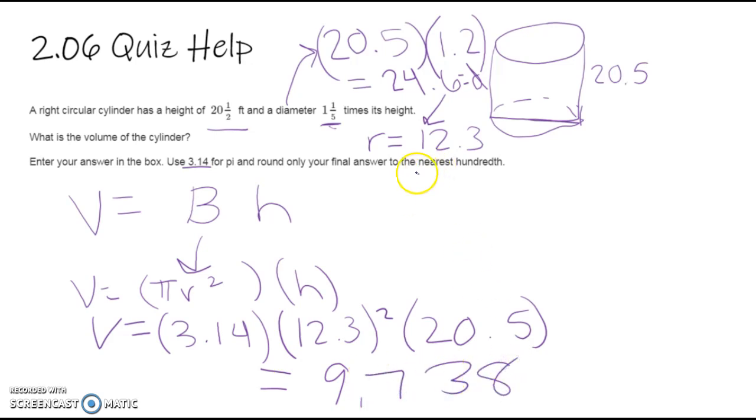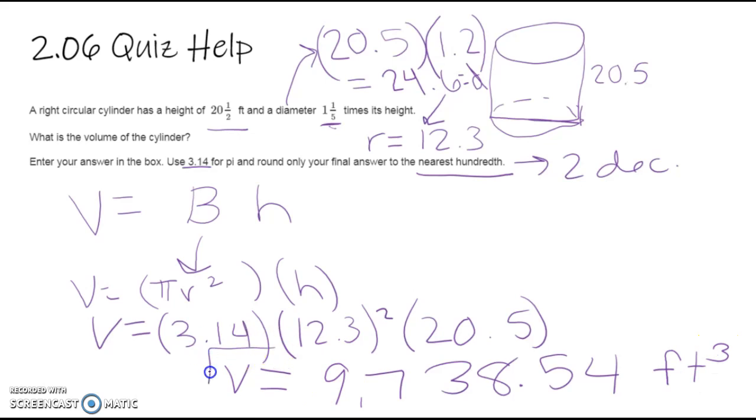9,738.5373. And then rounding to the nearest hundredth, remember that's 2 decimal places, so it says 0.5373. That's 7. We'll make the 3 round up to a 4. And we are in feet. So cubic feet. Volume is always in cubic units. And that'll be it.